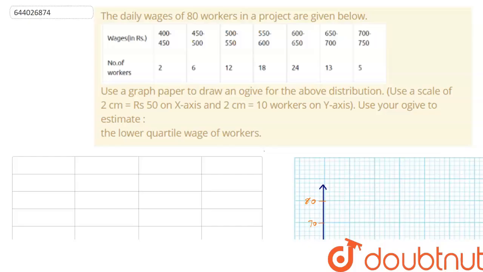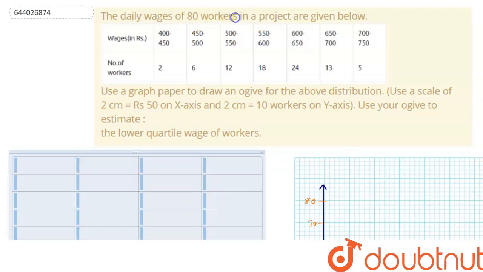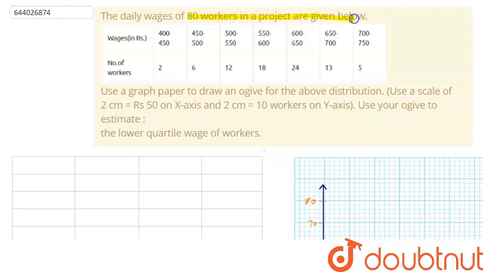Hello, today we have a question. The question is, the daily wages of 80 workers in a project are given here. These are the wages of workers in a company. The number of workers receiving a wage from 400 to 450 rupees is 2, and the number of workers receiving a wage from 450 to 500 rupees is 6.